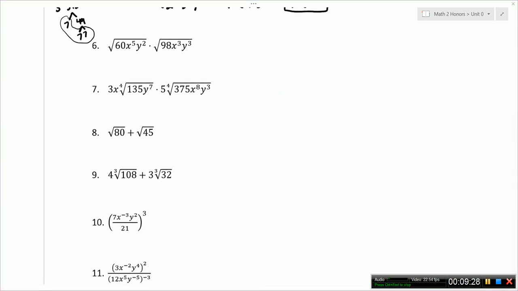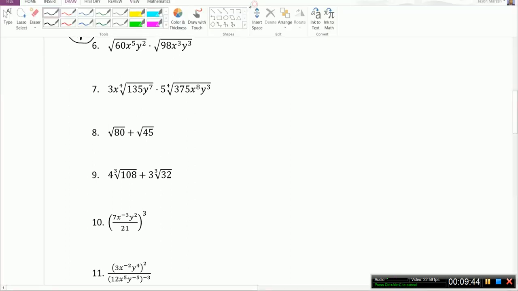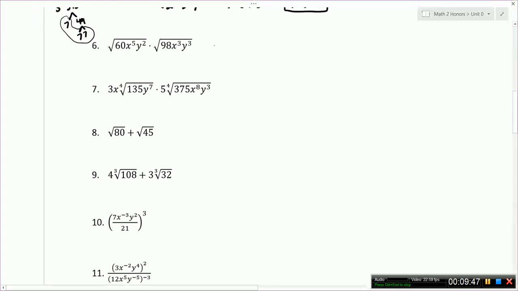Number 6, we want to simplify this expression. We're multiplying two radicals, or two square roots. Before we do that, I encourage you to break down the numbers 60 and 98 and see what we're working with here. So 60 is 6 times 10, and 6 is 3 times 2, 10 is 2 times 5. 98 is 2 times 49, and 49 is 7 times 7.